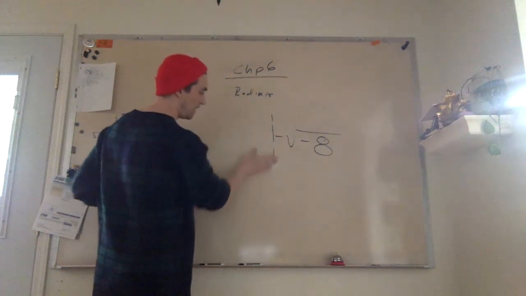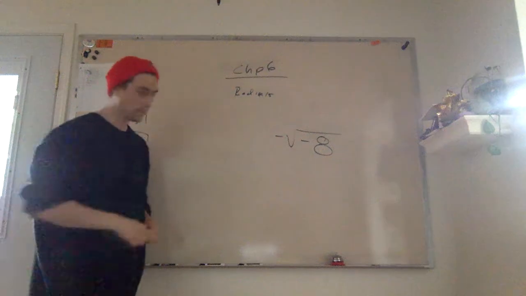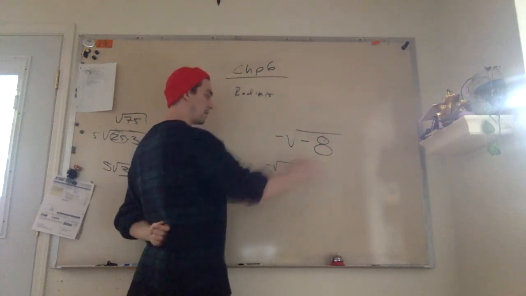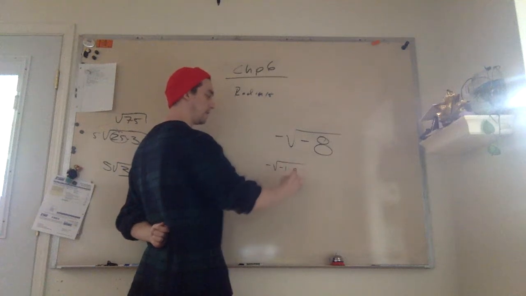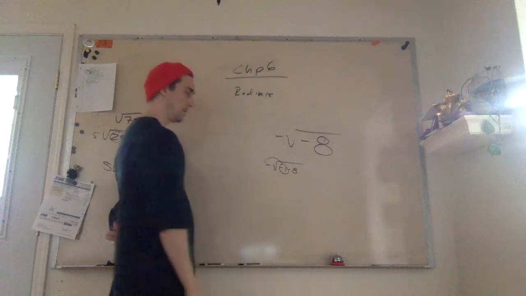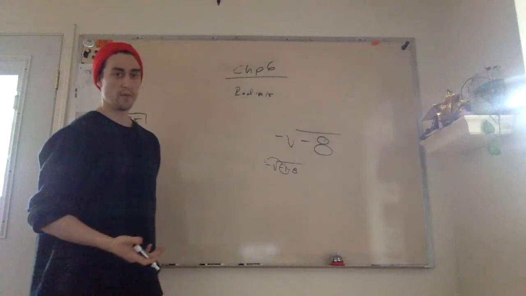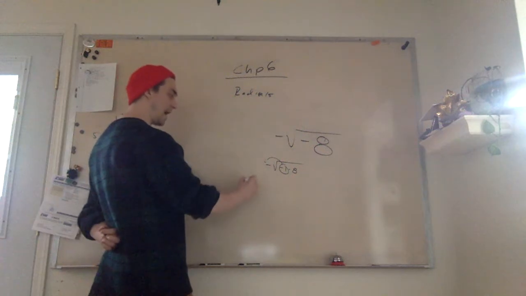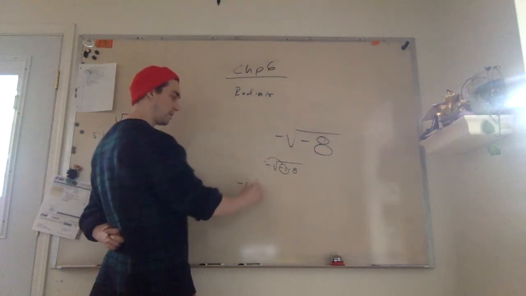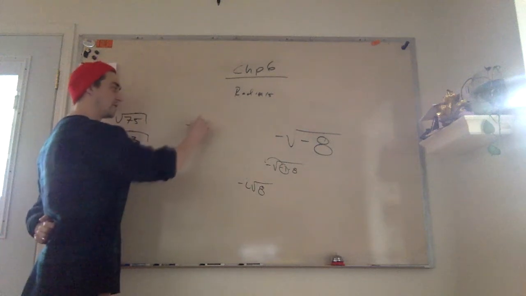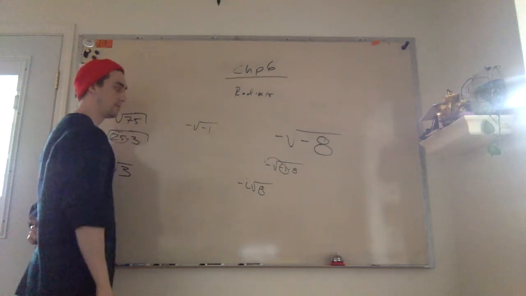Negative square root of -8. So yeah, I would just run the process like normal. This should be negative square root of -1 times 8. So the -1 comes out as an i. The square root of -1 is i. So that becomes -i, which is possible. Negative i would be the negative square root of negative 1.